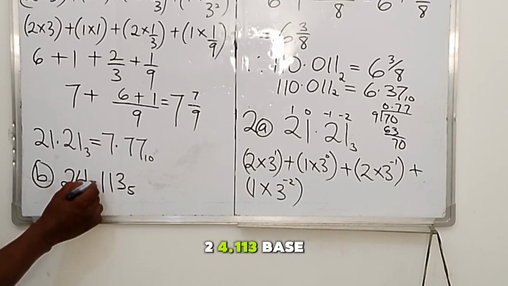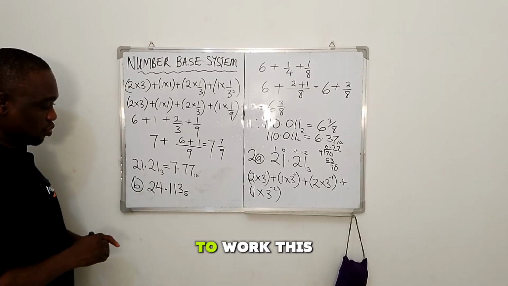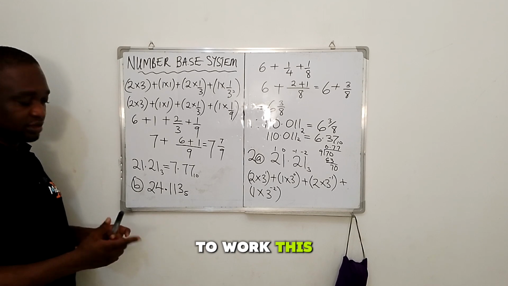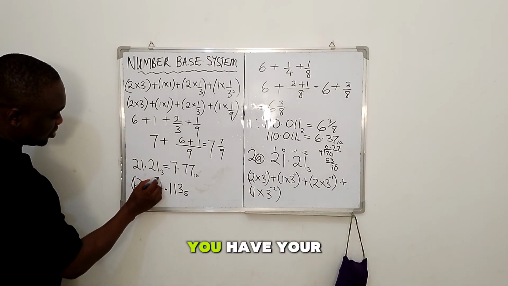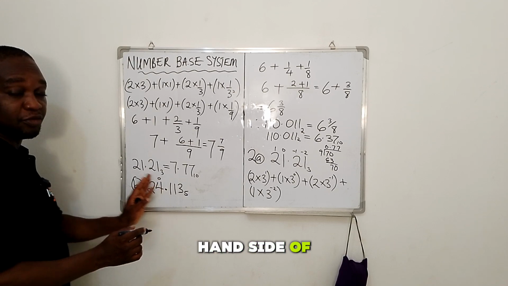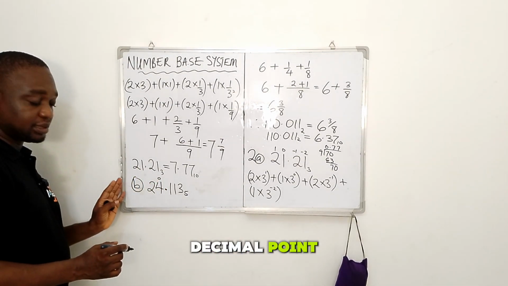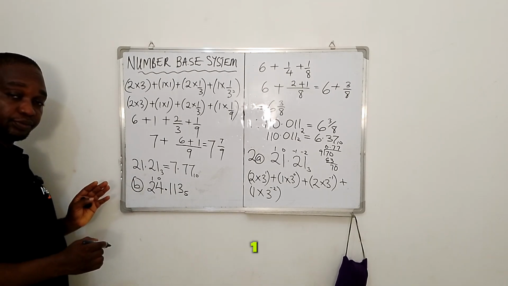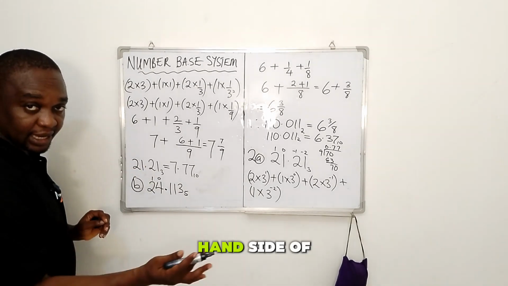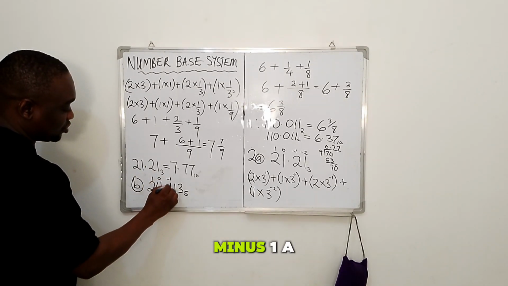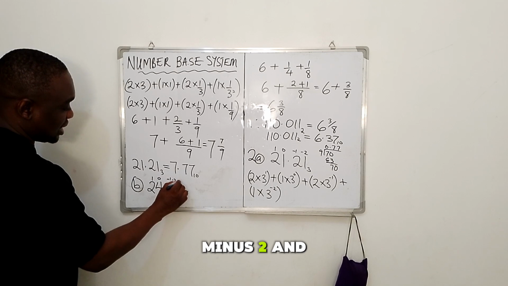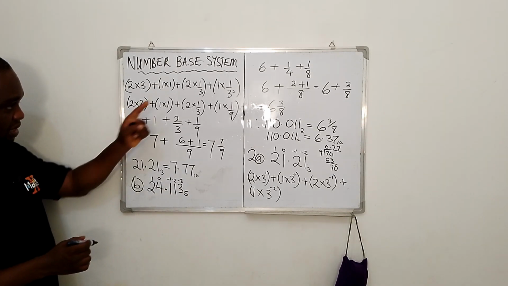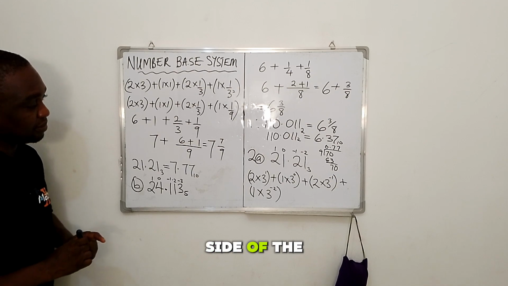24.113 base 5. To work this, much the same thing. To the left hand side of your decimal point, you have a 0 and a 1. To the right hand side of your decimal point, you have a -1, a -2, and a -3. I'll take some space on this side of the board again.